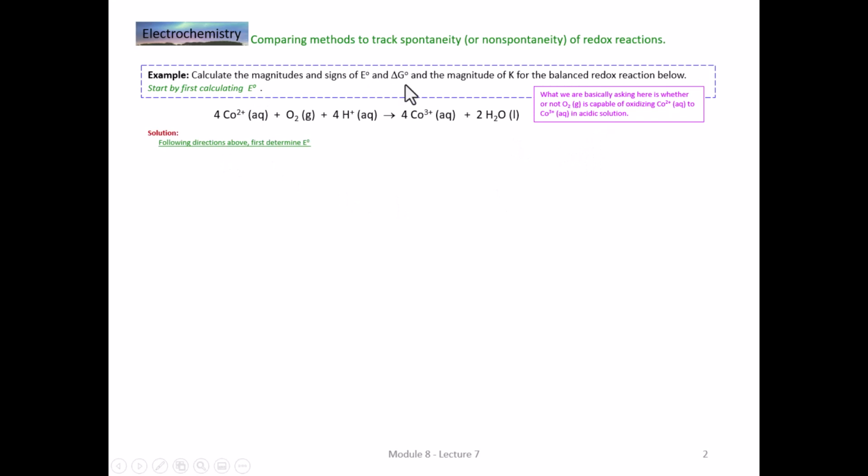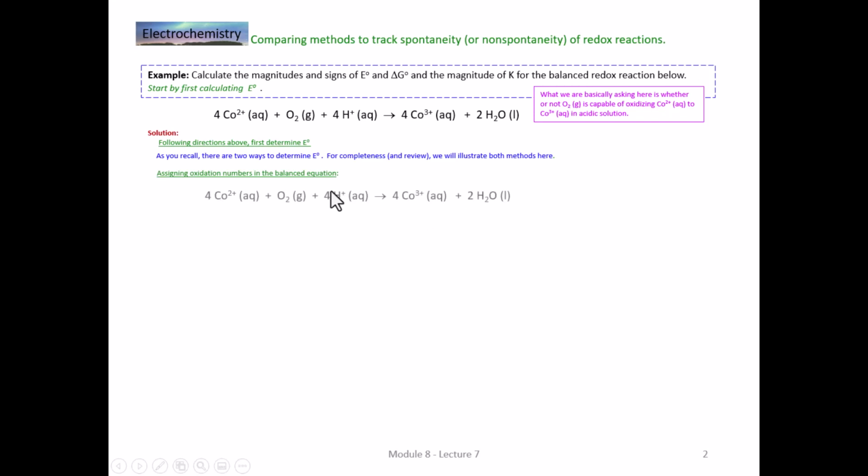Following the directions here, let's first determine the standard potential. As you recall, there are 2 ways we could do this, and just for completeness and maybe a little review, we'll illustrate both methods. So let's assign oxidation numbers to this balanced redox equation. Of course, the oxidation number of cobalt-2 plus is +2, of oxygen is 0 because it's elemental oxygen. Hydrogen ion would be +1. Cobalt-3, of course, would be +3. Hydrogen in water is +1, and oxygen in water is -2.